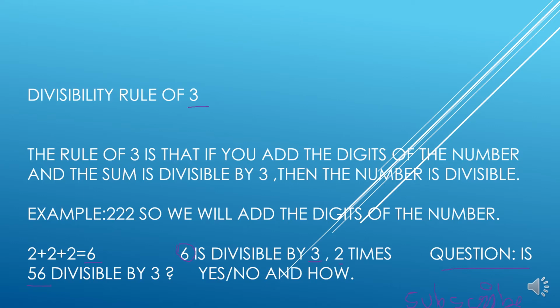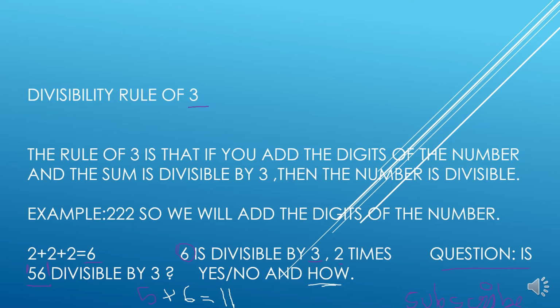Now the question: is 56 divisible by 3? Unlike 2, we do not look at the ones digit. We add the digits. 56 is made of 5 and 6. So 5 plus 6, which is 11.